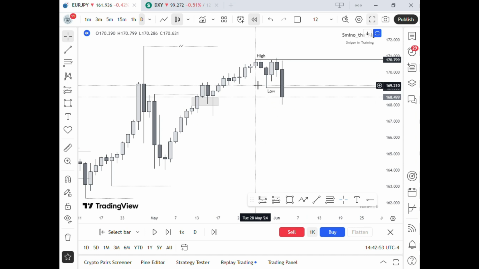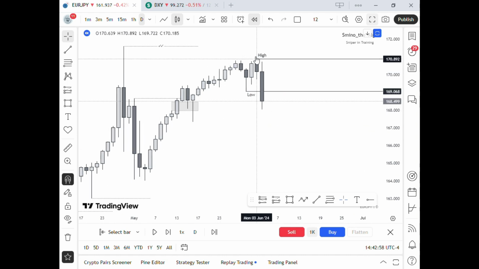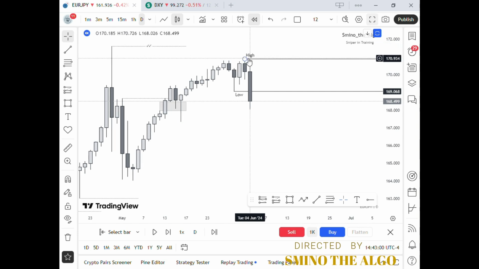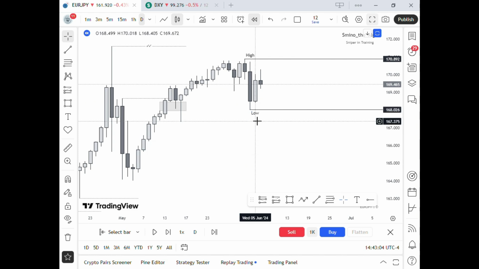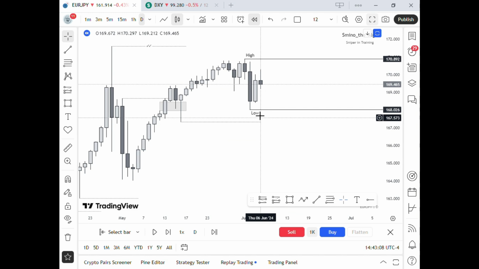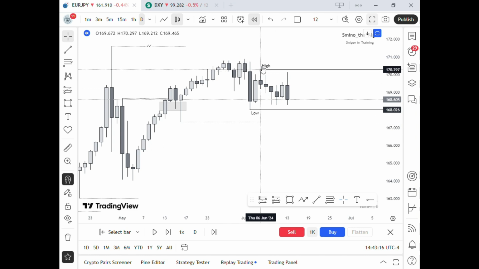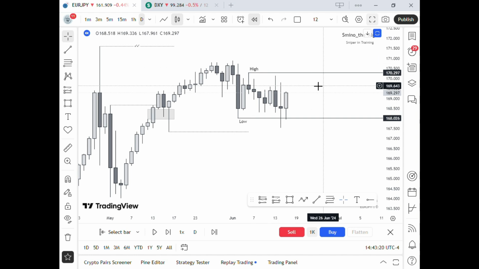Now with this big breakdown, we've turned bearish here. And the new swing high is here. So now still bearish. We can say we're aiming for this low and this low too to be taken out. We have our swing high here now. We're still holding our bearish bias here.